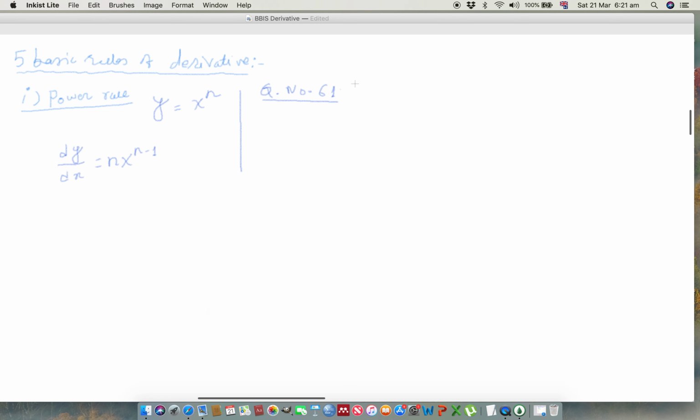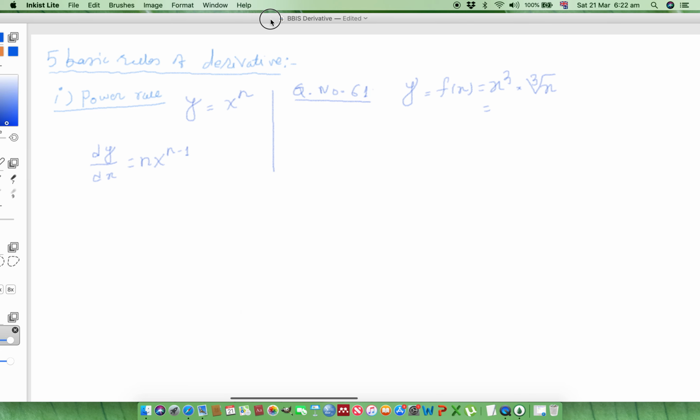When you see question number 61 from our textbook, there is a question: y is equal to f(x) is equal to x cube multiplied by the cube root of x. When the same bases are multiplied, x is the same base, then the powers are added.